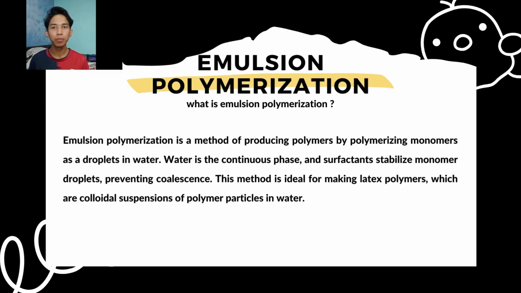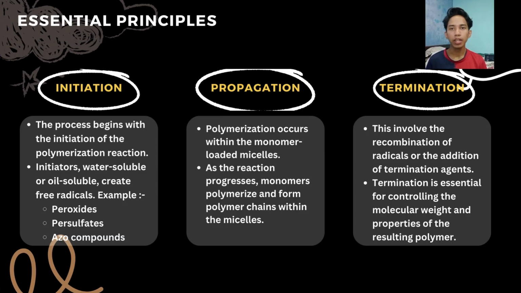Now, emulsion polymerization makes polymer by combining monomers in droplets in water. Water is the main part, and surfactant prevents droplets from coming together. It's great for making latex polymer, which are tiny polymer particles in water. The essential principles and factors involved in emulsion polymerization are in the following steps. I have concluded and put it in the polymerization mechanism.